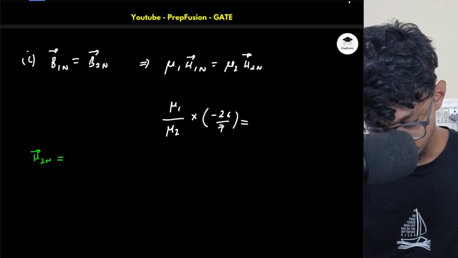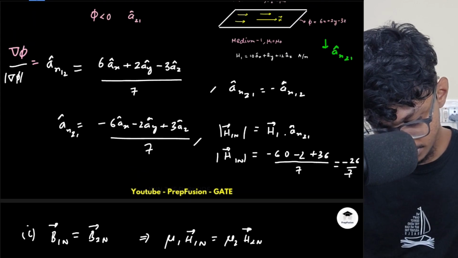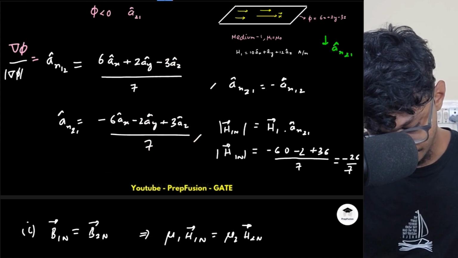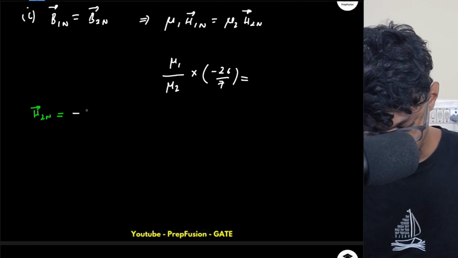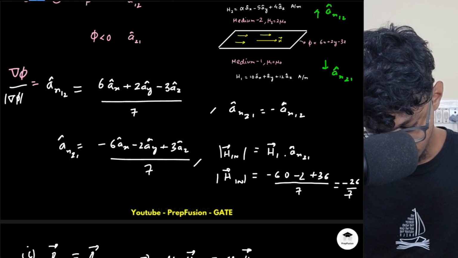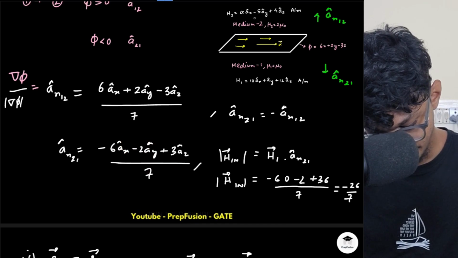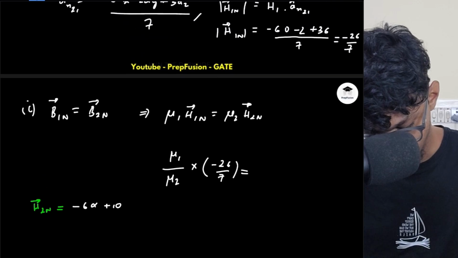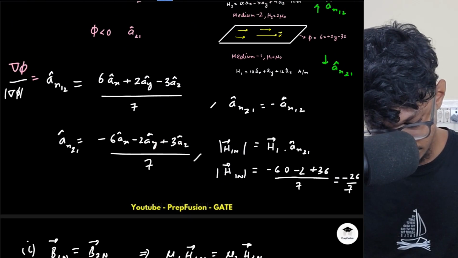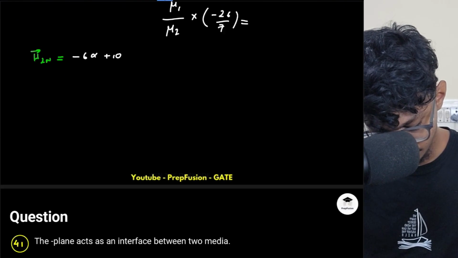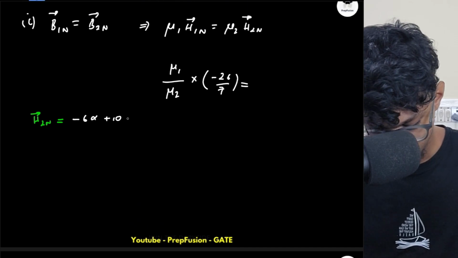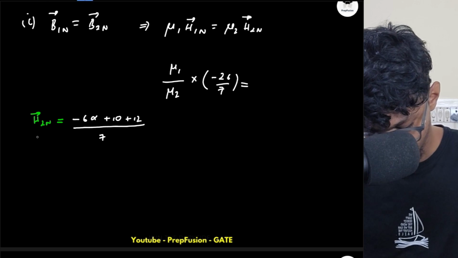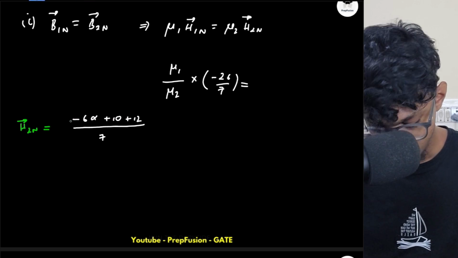H2n is what? H2n is again the dot product of this and this, right? So it is minus 6 alpha, then minus 2 times minus 5, so it will be plus 10, then it is plus 3 times plus 4, so it is plus 12, divided by 7.